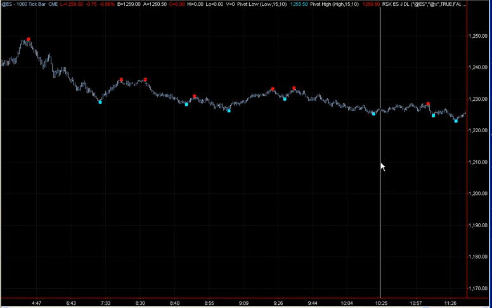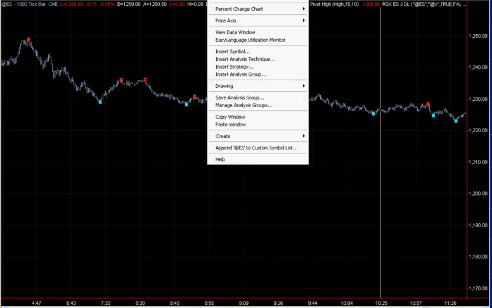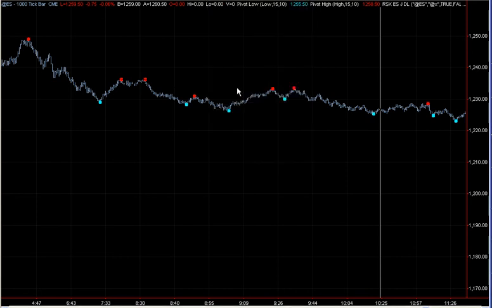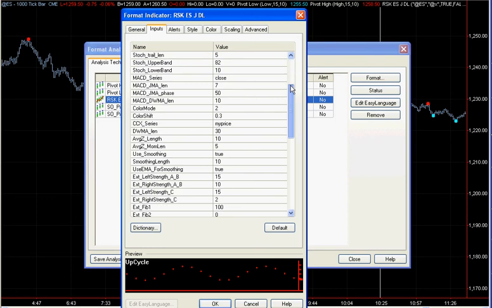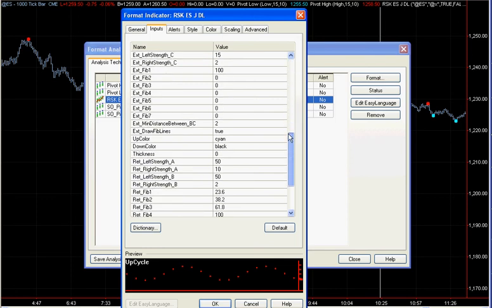Let's now look at the down extensions. So that we just have the down extensions being highlighted, we're going to go back into the indicator. We're going to change the up color to the background, and the down color, we'll use this to show up.